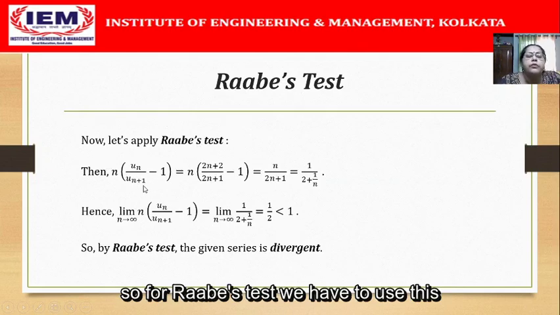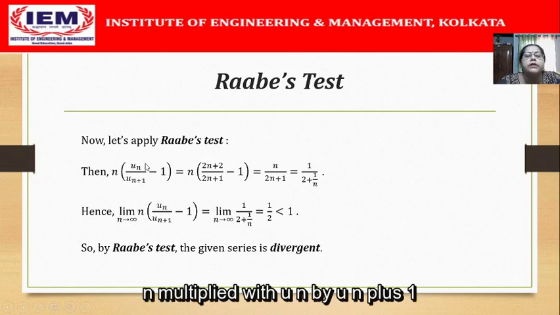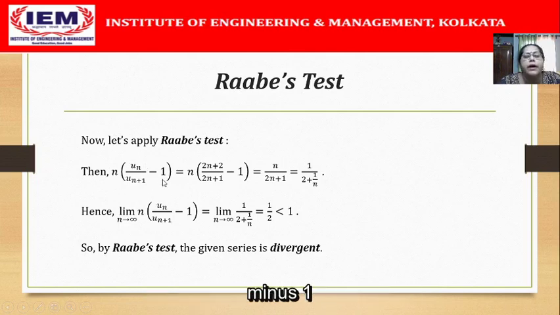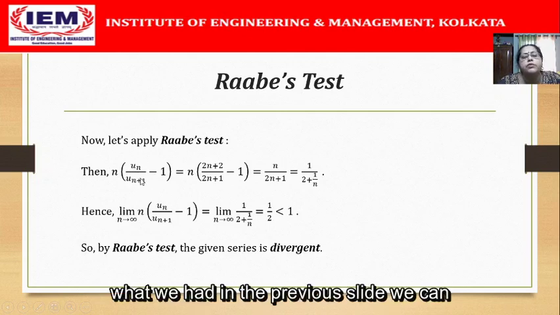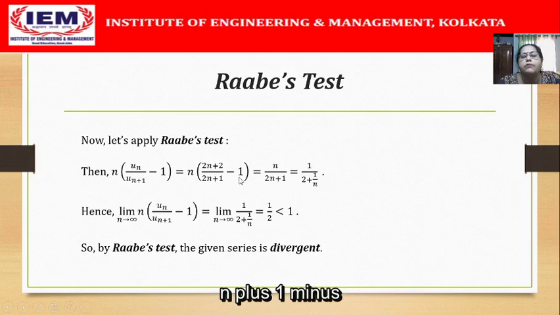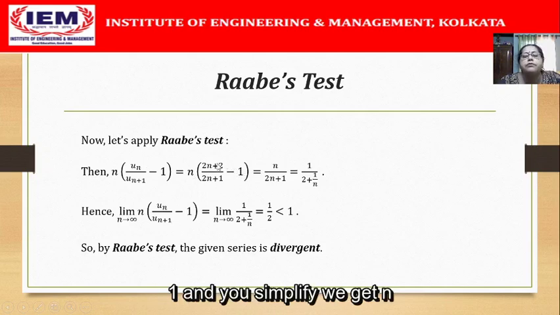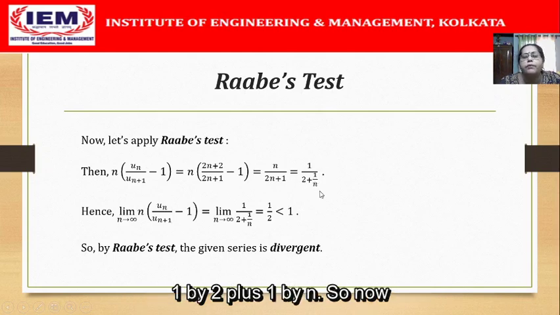So for Raabe's test we have to use this expression now, n multiplied with un by un plus 1 minus 1. And using the expression of un plus 1 by un, what we had in the previous slide, we can now write this. This will be 2n plus 2 by 2n plus 1 minus 1. And you simplify, we get n by 2n plus 1. And this again gives us 1 by 2 plus 1 by n.